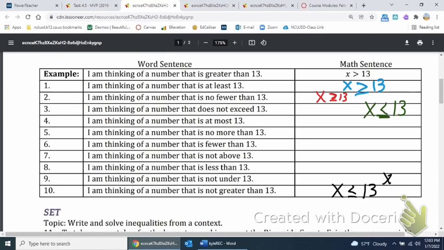How about 8? 8 says a number strictly less than 13. So if it has to be less, it can't be equal to 13. It's got to be under. So that would be just a regular less than 13.